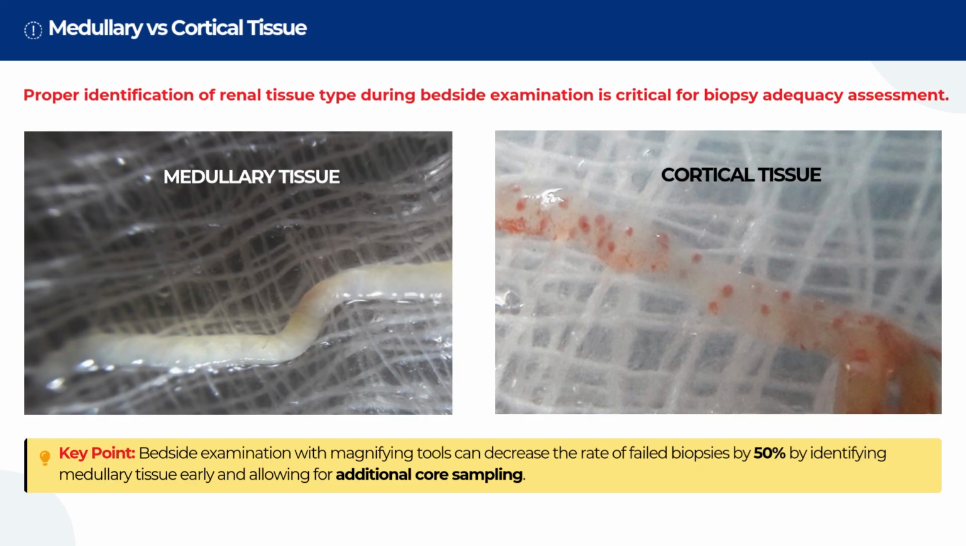We should also know the gross difference between medullary tissue and cortical tissue. The medulla lacks the typical glomerular dots appearance, appears more homogeneous and striated, and is inadequate for most diagnostic purposes. When predominant, you should proceed with another core and ask the radiologist to obtain it. We should also know that medulla will be diagnostic in some circumstances, which will be mentioned later in the lecture.